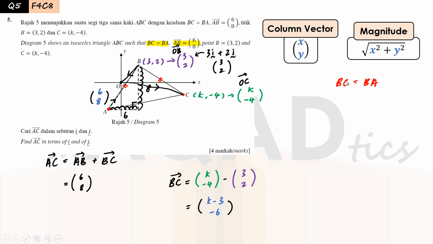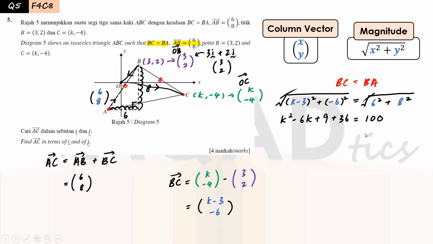So now coming back here, find the length of BC. We are going to substitute these two values inside this formula, square them, add them all together, and square root. Same goes to BA as well. 6, 8 put inside the formula, square them, add them all together, and put a square root. So now both of the sides have square root, so I'm just going to cancel off. And then expand the values inside the bracket. Then I simplify, move everything to the left side, and then we will get a quadratic equation. So now what we can do is factorize using the calculator to get two values of k.